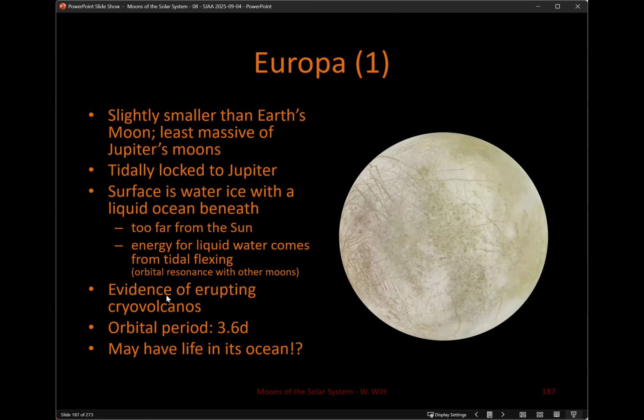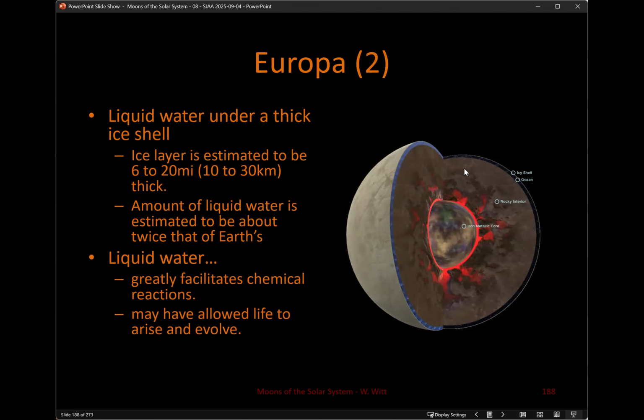liquid. And there's some evidence of cryovolcanoes, which are volcanoes that are spewing water ice into space. And so we have an idea that this thing might have life in its oceans, right? So here's kind of a cross-section of it, right? Icy shell, ocean underneath, and then a rocky interior. And the amount of liquid water estimated to be there is twice that of Earth's, right? So more liquid water on Europa than here on Earth.